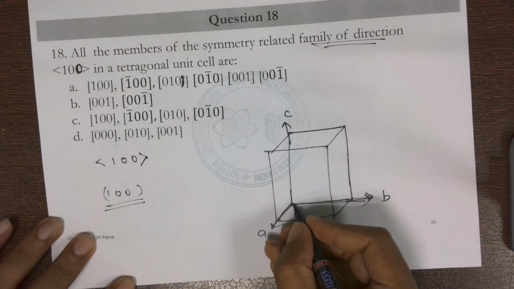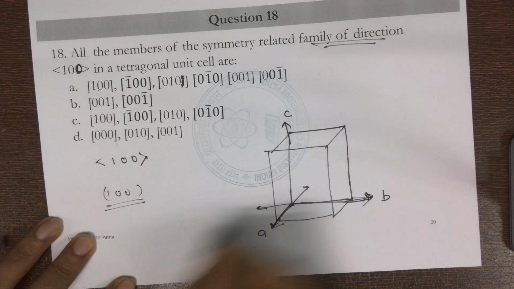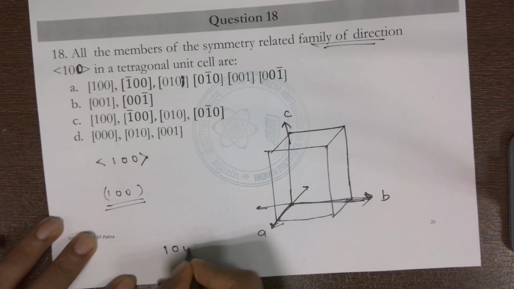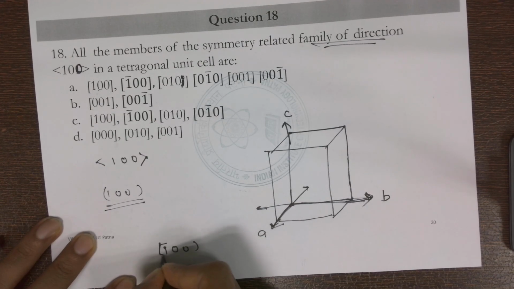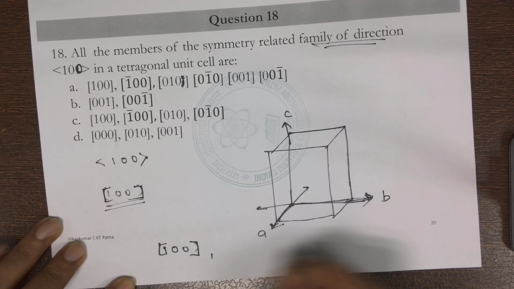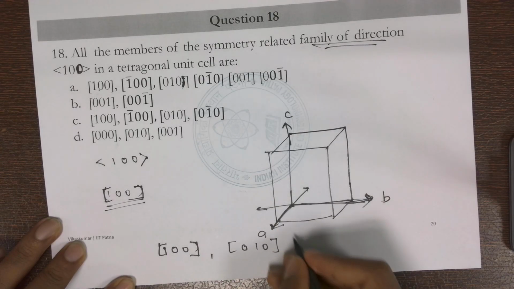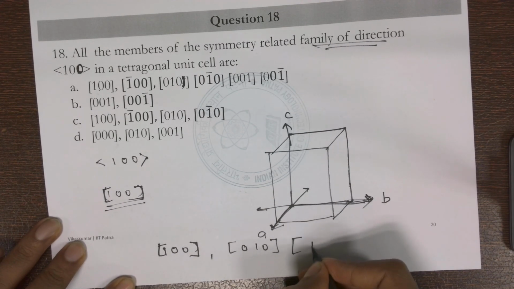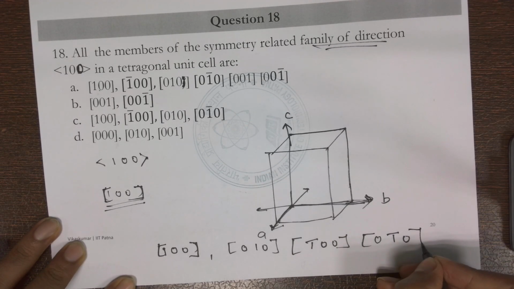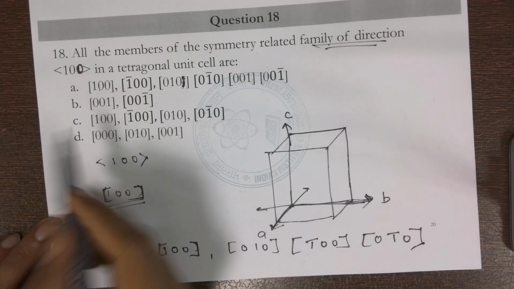So it will be this itself, its opposite, this one, and its opposite. So what can we write? The A will be 1 0 0. Sorry, again I used the round bracket. Then B will be 0 1 0, and their opposites 1 bar 0 0, and then 0 1 bar 0. Any option like this? Yeah, option C is the right answer over here.